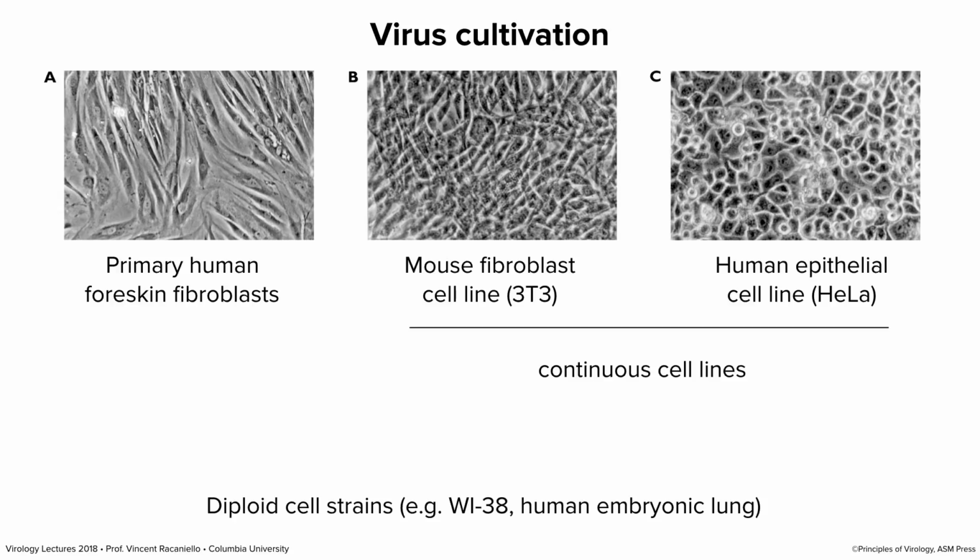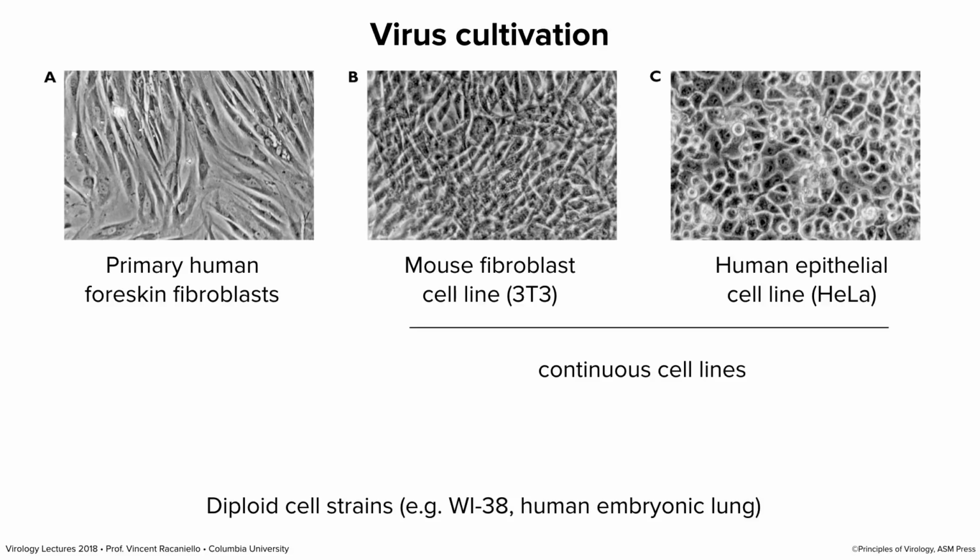But for some things, a foreskin or a primary culture is great, but often you don't want to keep making them over and over again because they're not going to be consistent from batch to batch. So we have found out that you can make cell lines, and sometimes these are immortal. They live forever. So here we have a mouse fibroblast cell line called 3T3. And then we have the famous human epithelial cell line, HeLa cells, the first immortal cell line ever made, and many people use these.